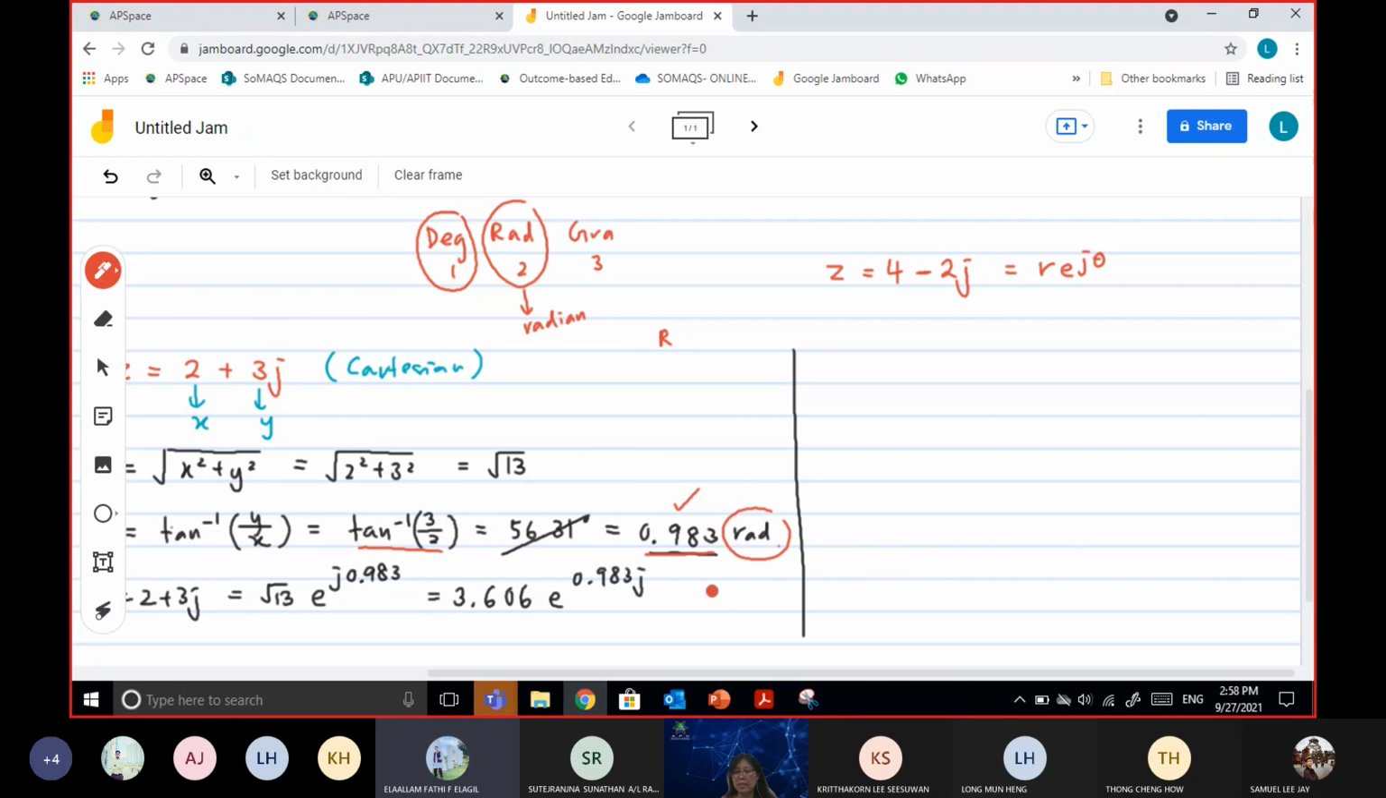Okay, for the rest of the students, please take note. When dealing with this, sometimes you need to change the mode. You have to be very careful. Using the calculator is much easier. Otherwise you have to do it manually. We do have a formula. Last time we already learned how to change degree to radian. There's a formula, but of course if you're using a calculator, it's much easier.